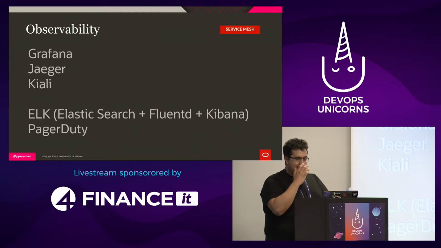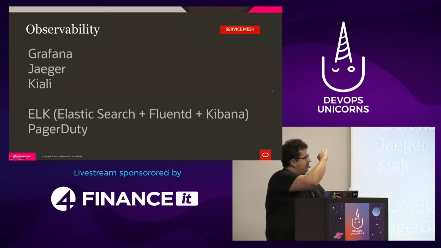Kiali is another thing that gets installed with the Istio service mesh, and I think it's called a visualization for your service mesh, and it looks really nice. It's very visual. You can see how your services are connected to each other. You can see what the requests are being made between them, etc.